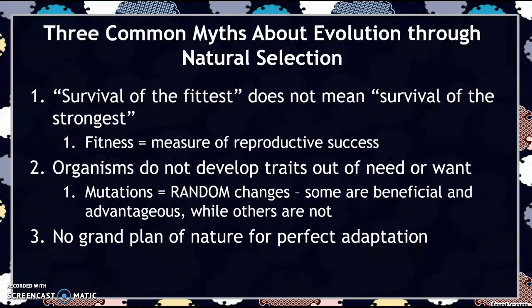The second one is organisms don't develop traits out of need or want. So mutations are random. Sometimes they're beneficial and advantageous, while others could be harmful or kind of neutral. We can't sit there and hope for a mutation to occur. Finally, there's no grand plan in nature for a perfect adaptation.